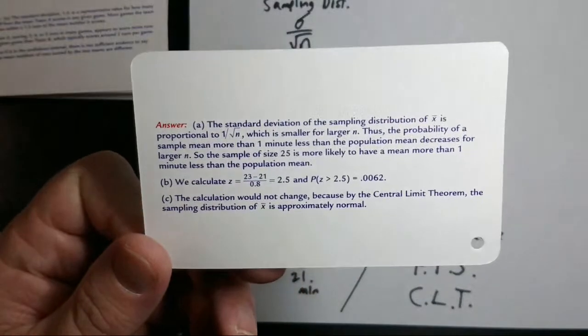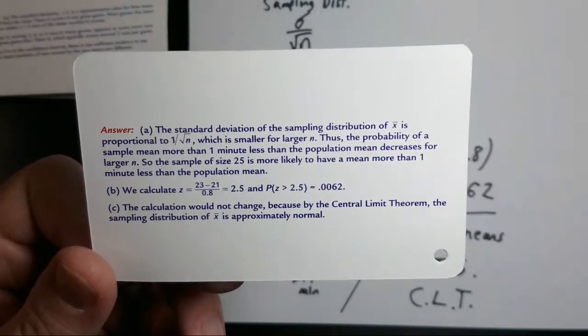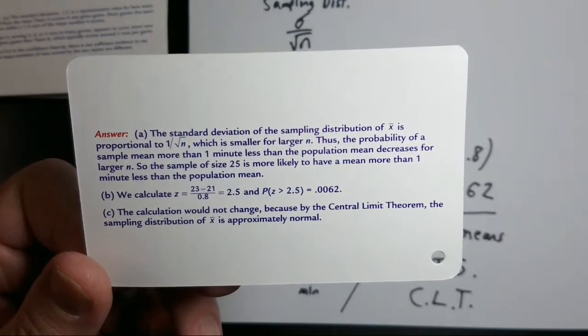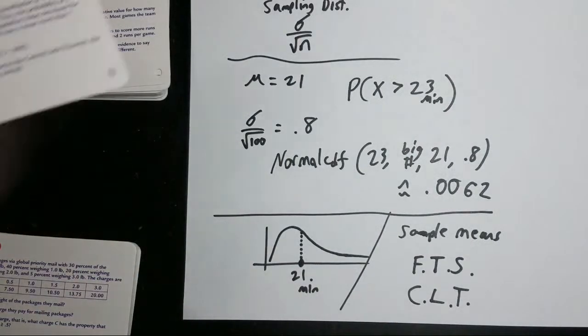And the back of the card refers to just the central limit theorem. The calculation would not change because, by the central limit theorem, the sampling distribution of x bar is approximately normal. Always. Fantastic. I love stuff like that.